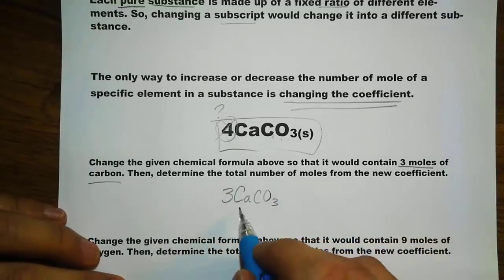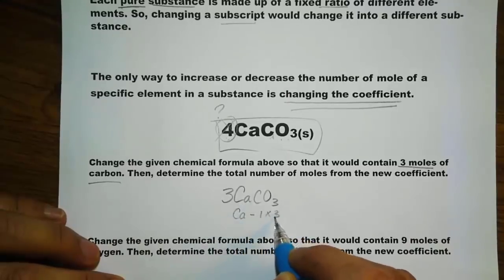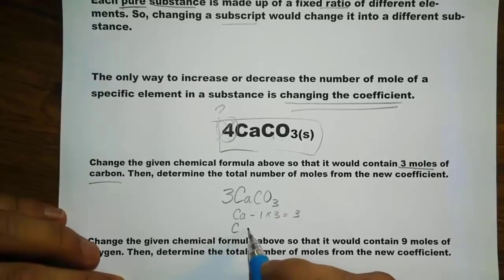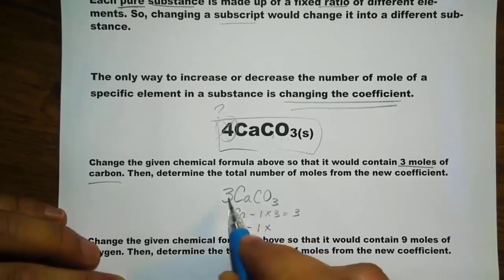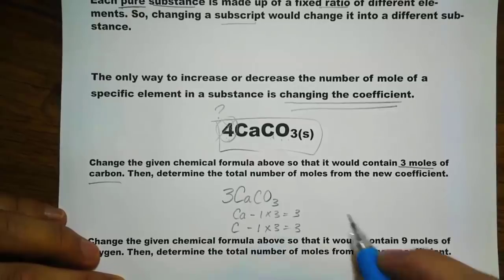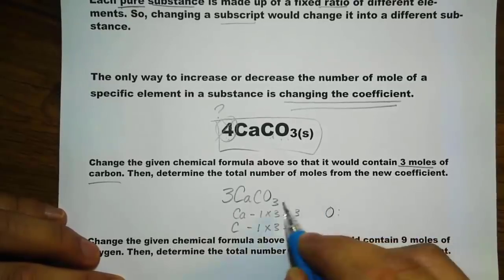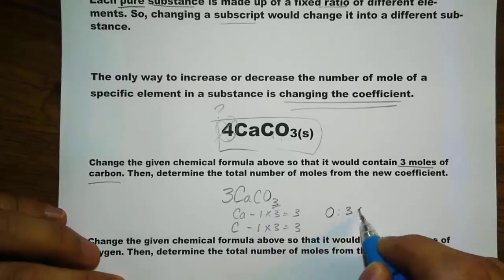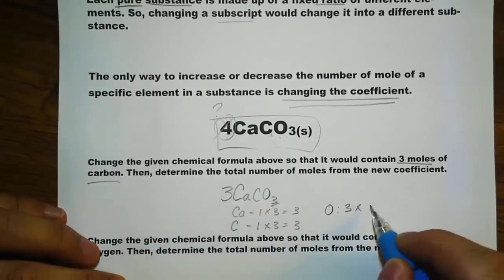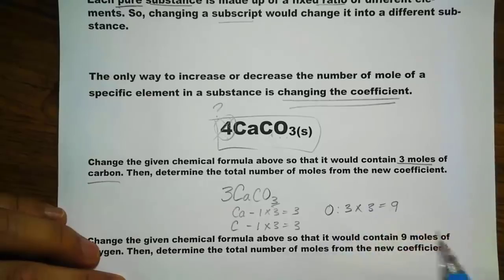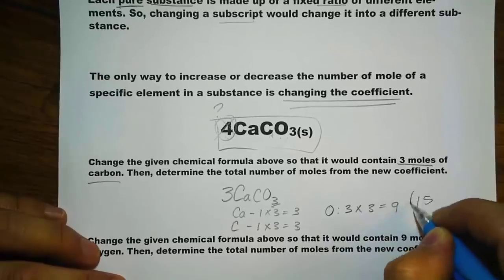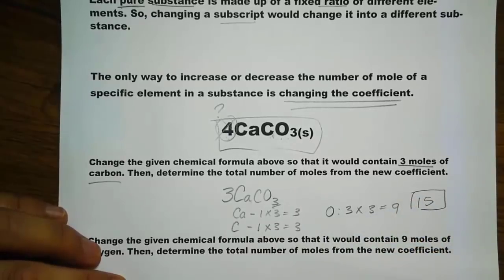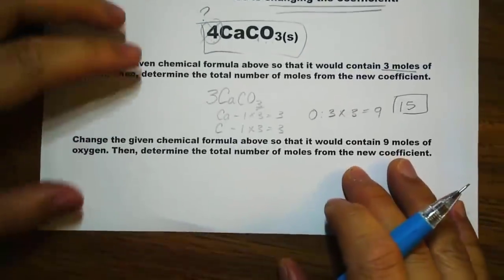In this case, how many calcium do we have? We have 1 right there, but there are 3 of it, so that gives us 3. And for carbon, no subscript, just 1, but there are 3 of the substance, so that gives us 3 again. And for oxygen, we have 3 because of that subscript 3 right there, multiplied by 3 because we have 3 of the substance, that gives us 9. So what's the total? 3, 6, 9. That gives us a total of 15 moles. Now do you see how changing the coefficient will change everything in terms of the number of moles?